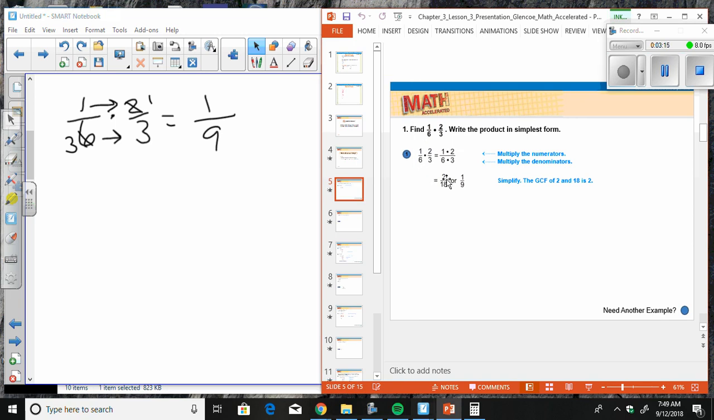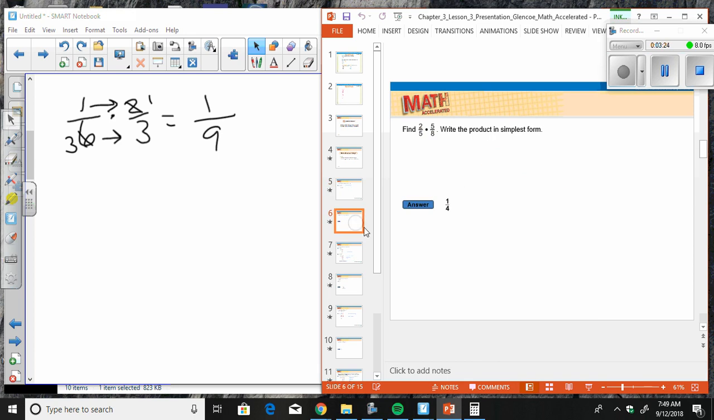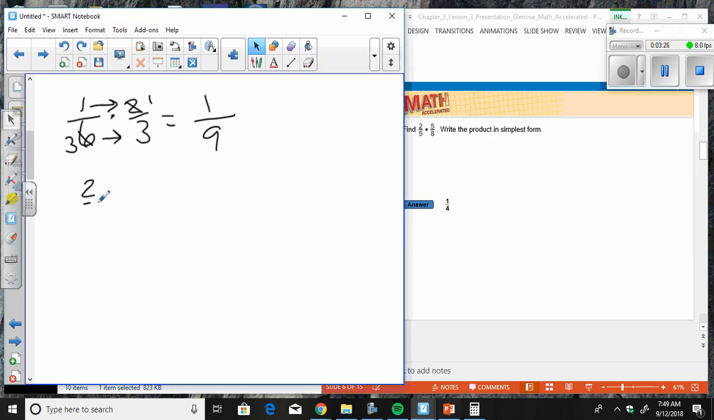Now you could have done like they did here, which was just multiply straight across. 1 times 2 is 2, 6 times 3 is 18, and then reduce. I find the numbers get really big here, so I prefer to cross reduce first. If you try it, 2/5 times 5/8. Our 5s can cancel out to become a 1. 2 can go into 2 once, and into 8 4 times, and we end up with 1/4.